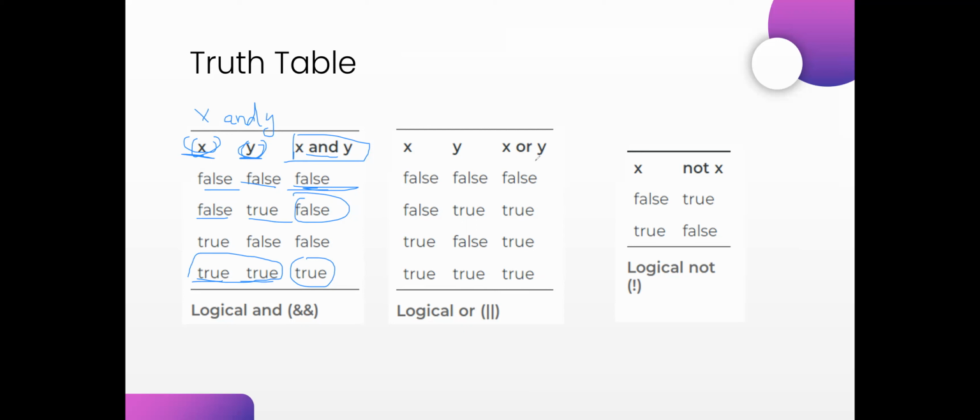The or means if I have one true, I only need one true, then I'm going to get true. If both are true, of course, I'm going to get true. So this is called the truth table.